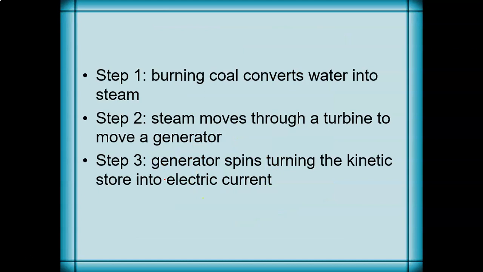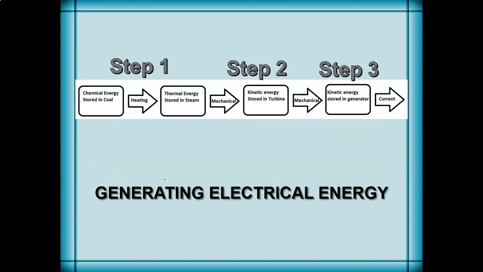So step one, burning coal converts water into steam. And steam is actually what moves the energy through a turbine to move the generator. And the generator spins, turning the kinetic store into an electric current. So if you take a look, it looks like this. Again, you've got the chemical store using heating pathway, thermal energy stored in steam, mechanical pathway, kinetic energy stored within the turbine, mechanical pathway, kinetic energy stored in the generator, leading to the current.